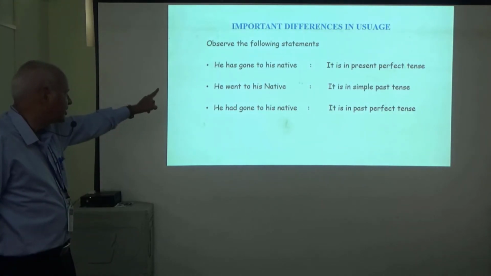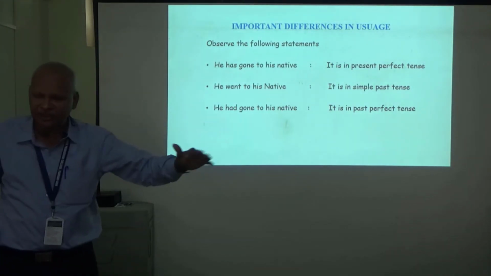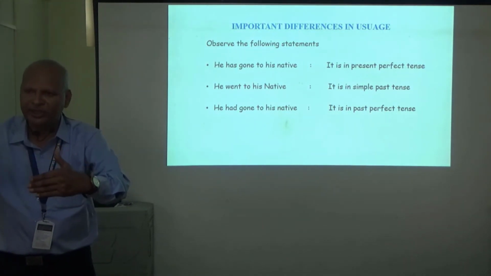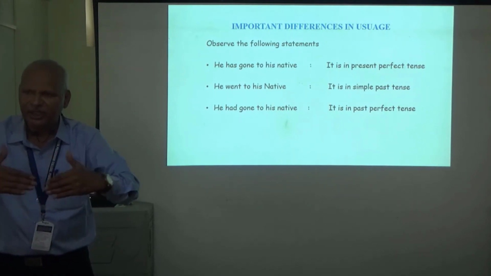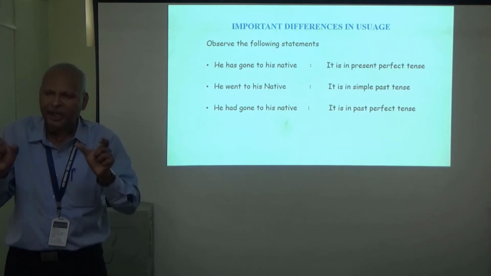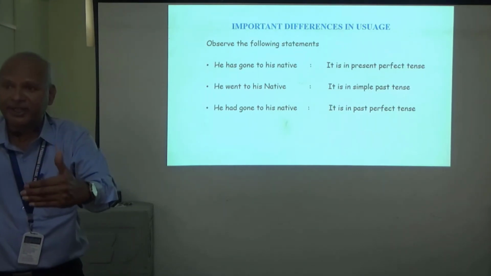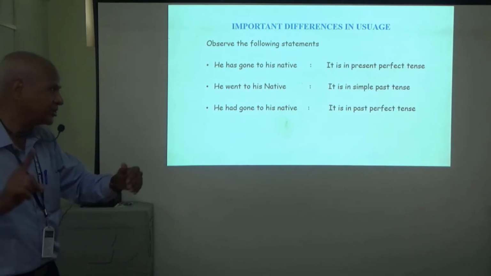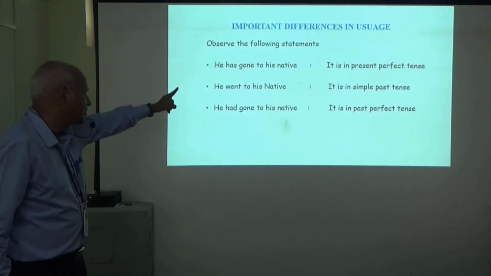First statement, he has gone to his native. Suppose you would like to refer to going to his native, reaching his native, just reached in the immediate past. Few minutes ago, 5 minutes ago, 10 minutes ago, he reached his native. At that time, which statement are you supposed to use? You are supposed to use the first statement: he has gone to his native.